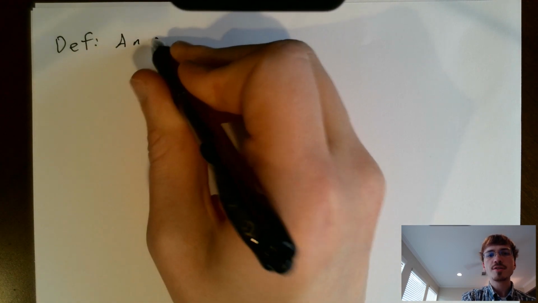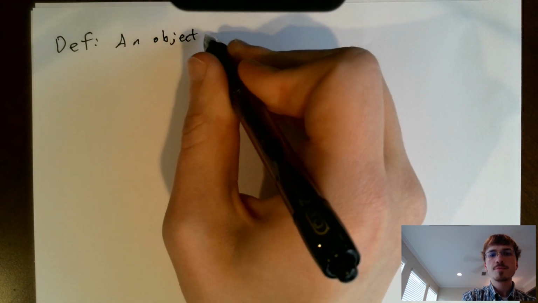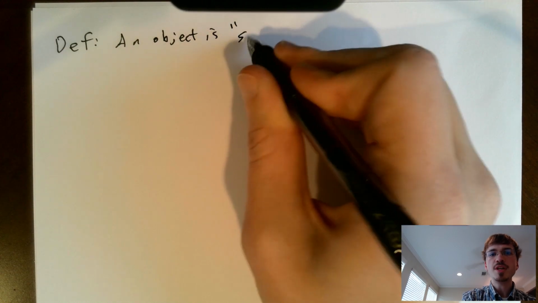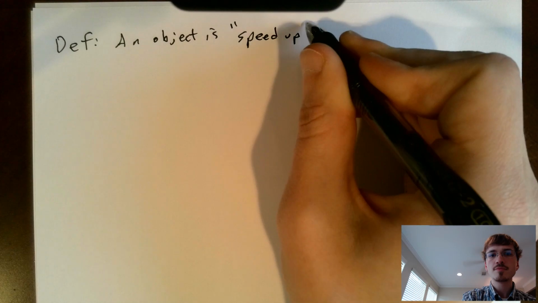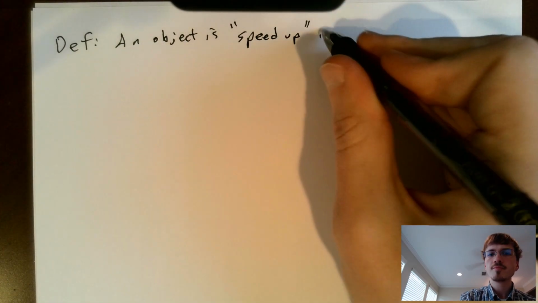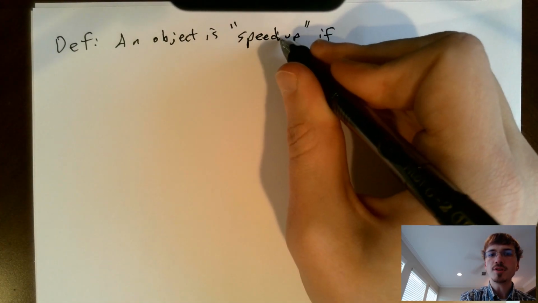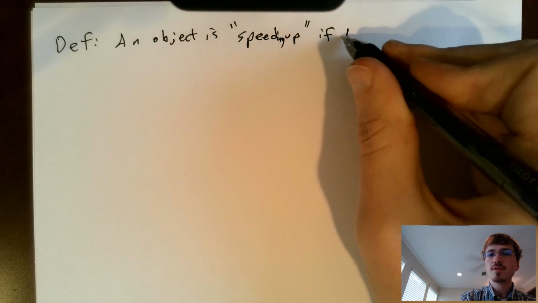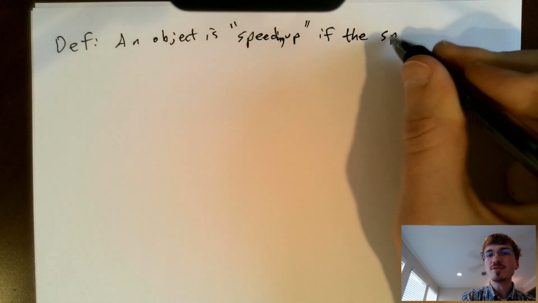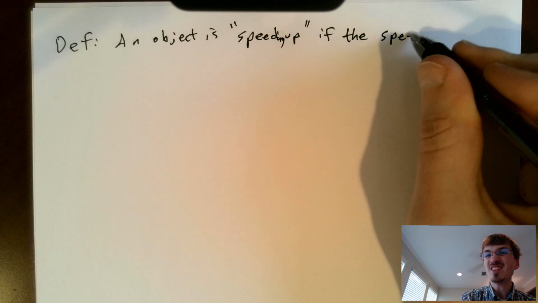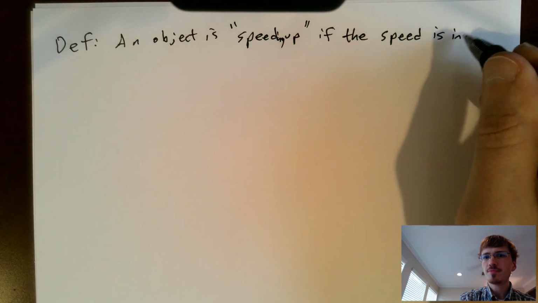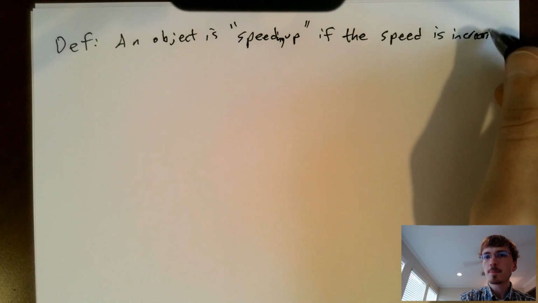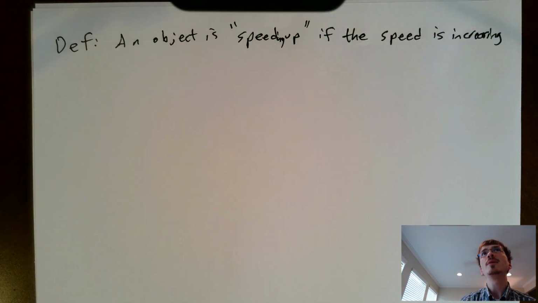An object is speeding up. What does it mean for an object to speed up? Speeding up if the speed is increasing, right? If our speed is getting larger and larger, then we say that our car, or whatever the object is in this case, is speeding up. An object is speeding up if the speed is increasing.